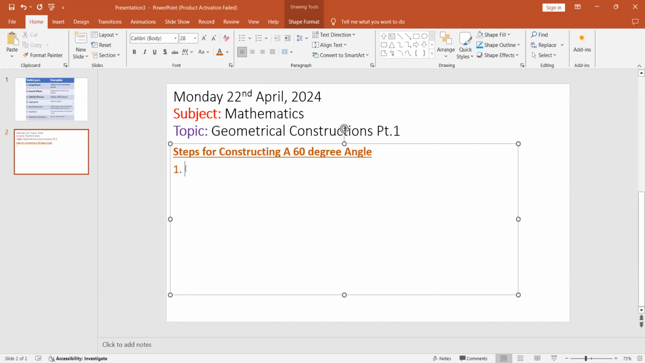The first step in constructing a 60-degree angle is that you want to mark the vertex. We're going to construct a 60-degree angle, LMN. So the first thing we're going to do is mark the vertex of your angle anywhere on the paper.